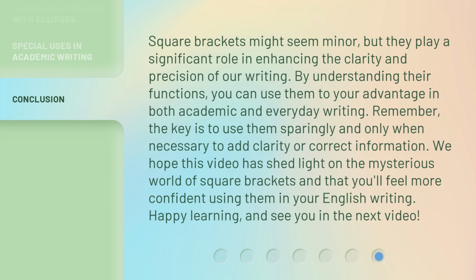Square brackets might seem minor, but they play a significant role in enhancing the clarity and precision of our writing. By understanding their functions, you can use them to your advantage in both academic and everyday writing. Remember, the key is to use them sparingly and only when necessary to add clarity or correct information.